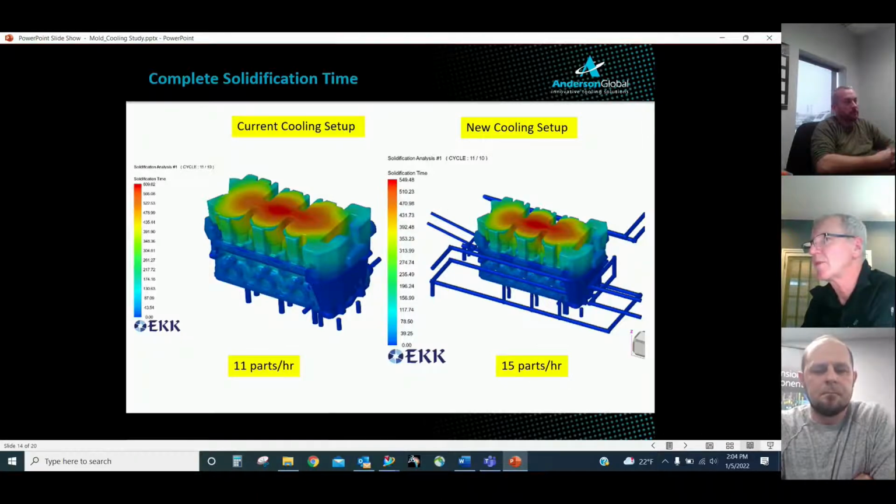Yeah, so I guess what I'm looking at there is similar points of solidification, but the one on the right has happened significantly quicker than the one on the left, hence the 15 parts an hour. Yeah, so we shaved off about 60 seconds roughly. So pretty significant.